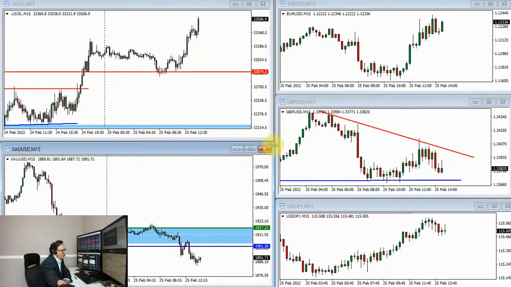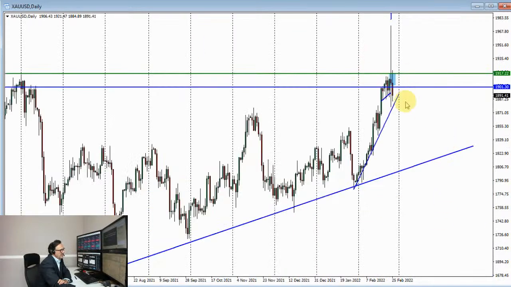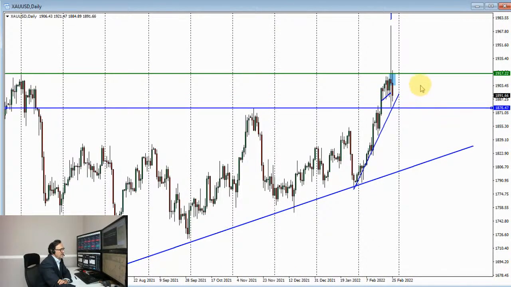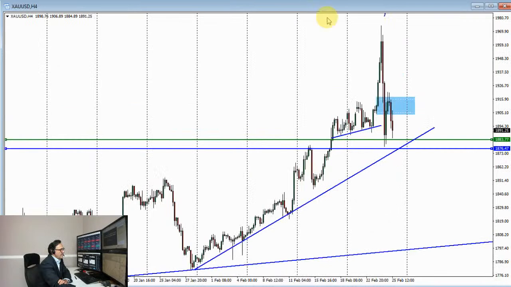Apart from gold, and the gold, yeah, 1880. It's the same level. So look, massive reversal here in gold. Massive reversal here in gold. Spike on the tensions and then a reversal.